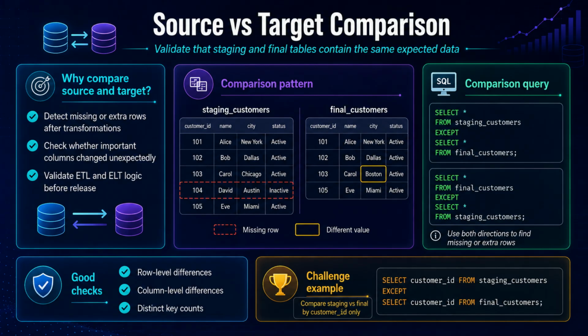In some SQL systems, especially Oracle-style SQL, the equivalent operator may be minus instead of except. The idea is the same: compare 2 result sets and return the differences. The challenge example compares only by customer ID. This is useful when you want to confirm that the same business keys exist in both tables without comparing every column. This type of validation is extremely useful before production releases, after ETL or ELT changes, during migrations, or when debugging why a dashboard changed unexpectedly. The key idea is this: source versus target comparison helps prove that your transformation produced the expected result, not just a result that looks correct at first glance.